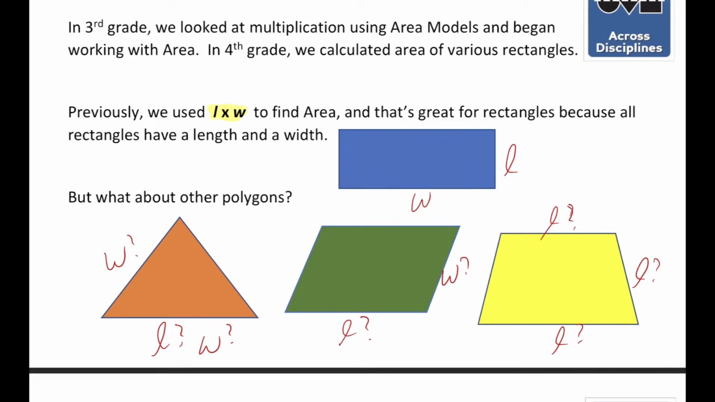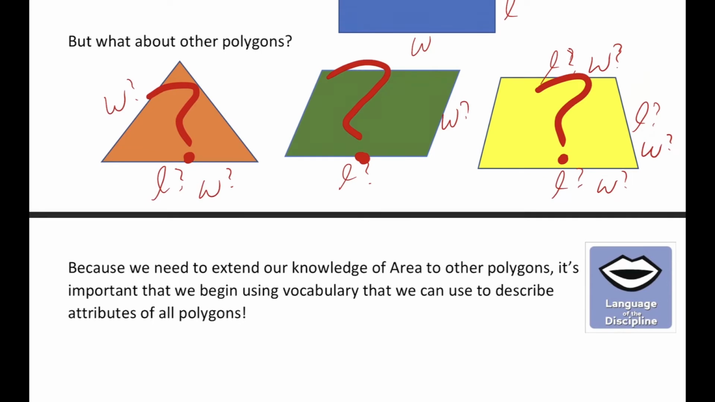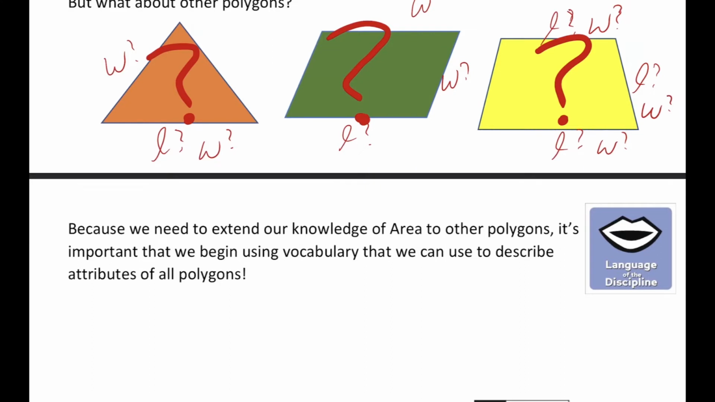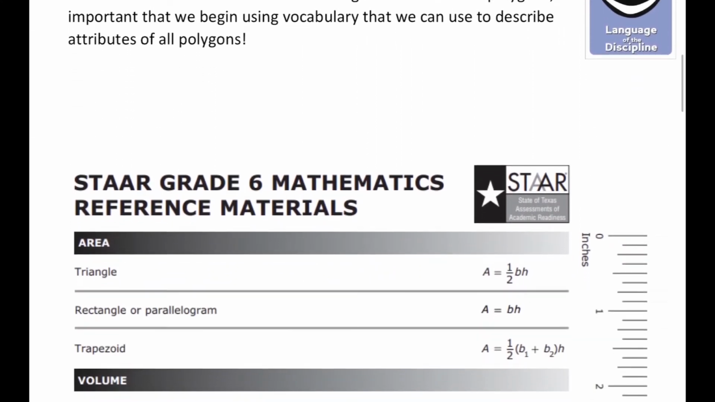So I have 3 different sides that are 3 different measures. Which one is the length? Which one is the width? And which one is neither? Because I have a length and a width, and then I don't know, right? I have something else completely different. So I really don't know how to talk about these other polygons in terms of length and width. And so because we need to extend our knowledge of area to other polygons, it is important that we begin using new vocabulary, and this new vocabulary we can use to describe the attributes of all these polygons.